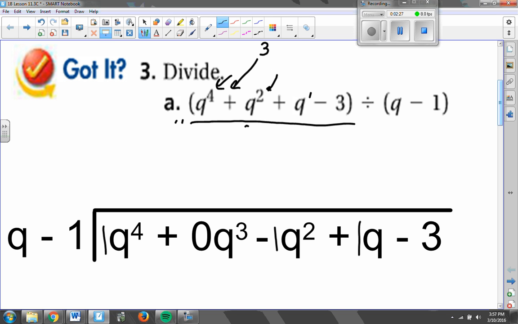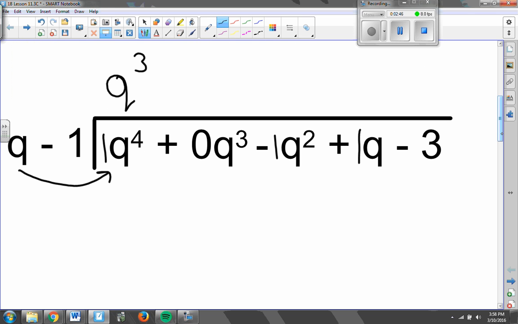Okay? And now the process is the same as it was in our last video. Q times something has to get me to q to the fourth. Well, that's q to the third, right? Q to the third times q will get me to q to the fourth. And if I multiply the q to the third here and here, I get q to the fourth minus 1 q to the third.